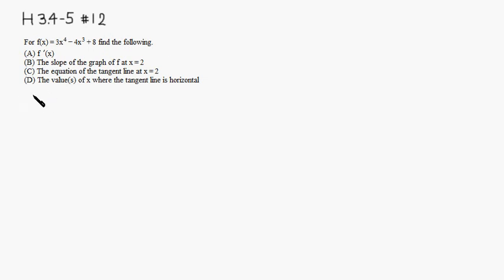Alright, first, part A, we have to find the derivative, f prime of x. This is just a power rule. Put the 4 in front, so 3 times 4 is 12, x, subtract 1 from the power, so it's cubed. Then put 3 in front, negative 4 times 3 is negative 12, x to the, subtract 1 from the power, so it's 2. So we have that. Let's type it in.